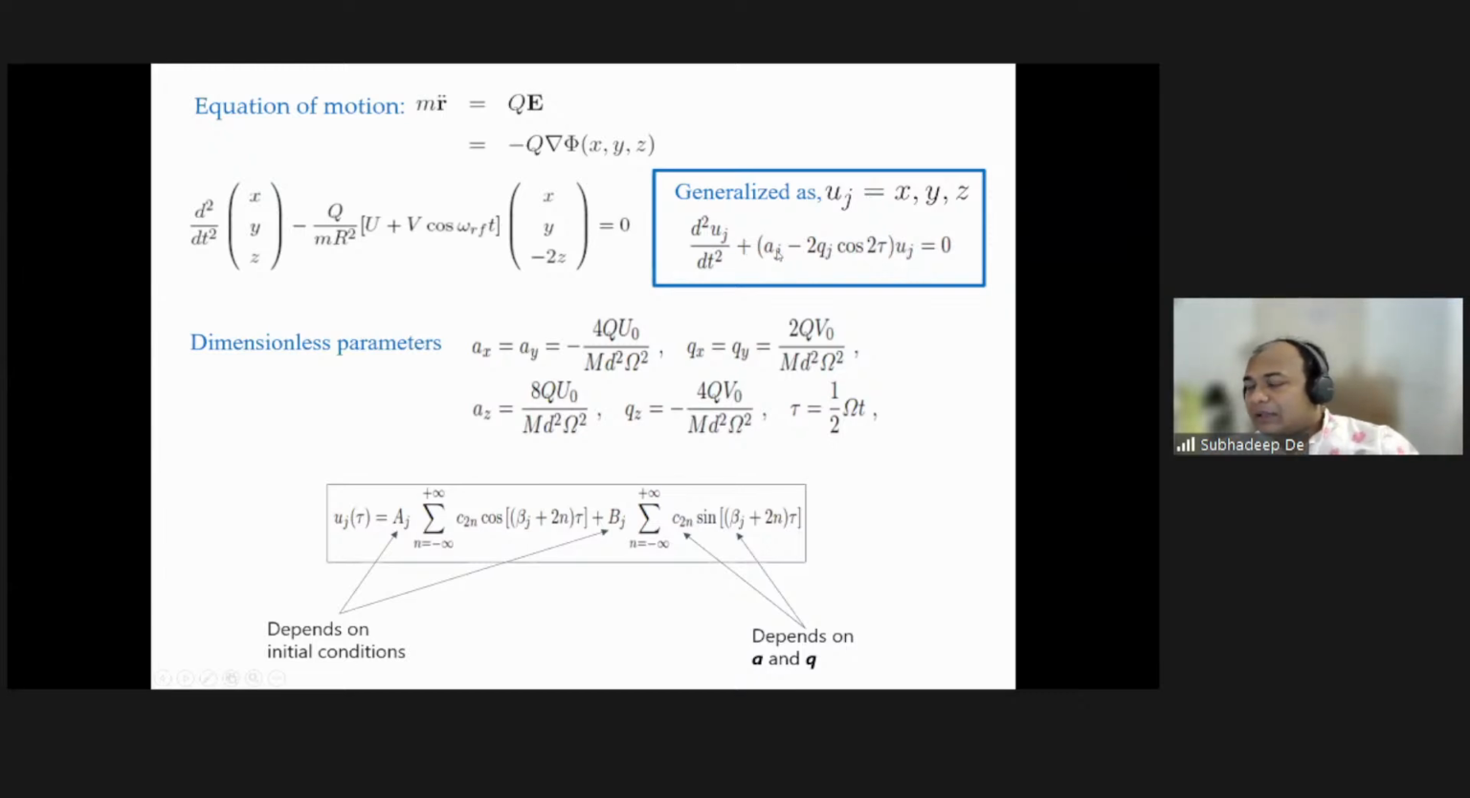Yeah, and then there are two parameters: a, q, and tau. And this a, q are dimensionless parameters, not constants. A depends on the DC value of the potential, as I said, that it has a DC part and it has an AC part. So A depends on the DC part of the potential, and since it's radially symmetric, along the x and y directions the value of A is the same, and along the z direction, it's a factor of 2 higher.